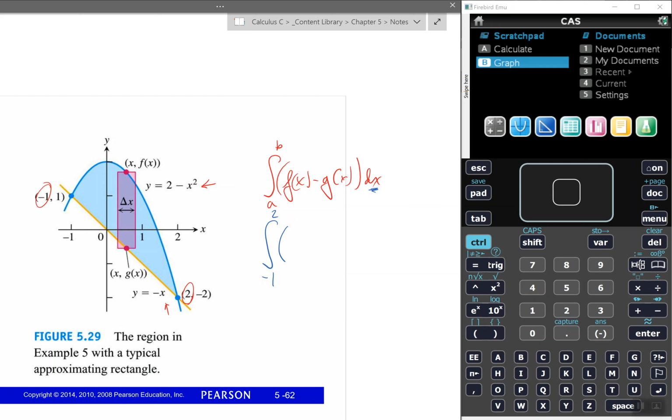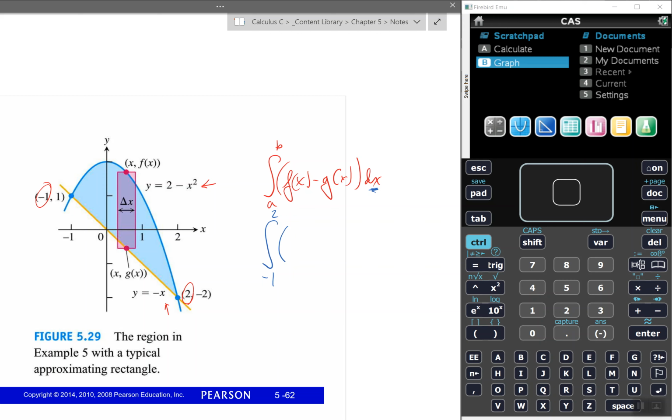If you don't have the right function on top, you're still going to get an answer. It's just likely going to be the negative of the answer you want. So our answers for these should be positive because it's an area between two curves. So if you do get a negative, what that means is you've had your functions in the wrong order, switch them, and it should give you the same value but positive.